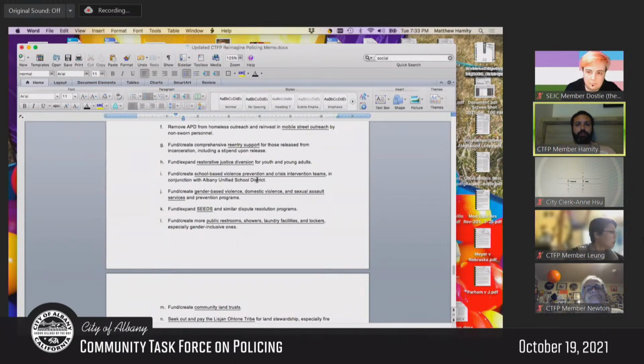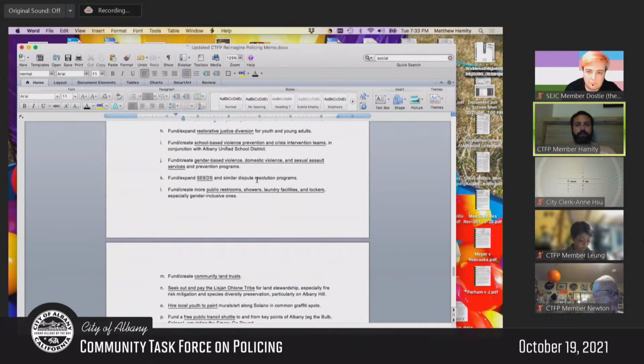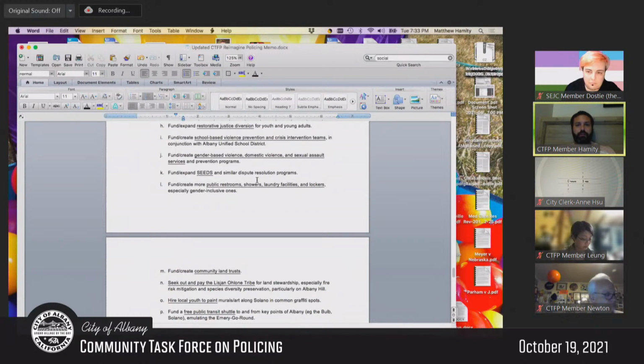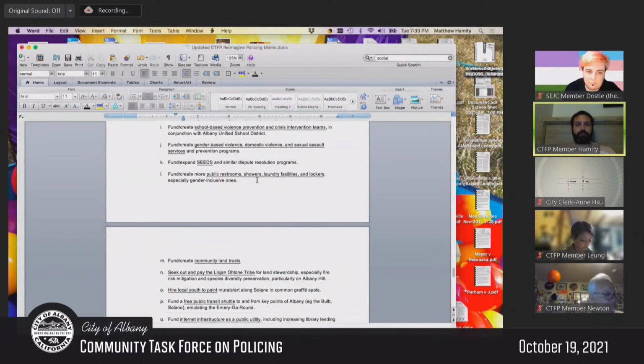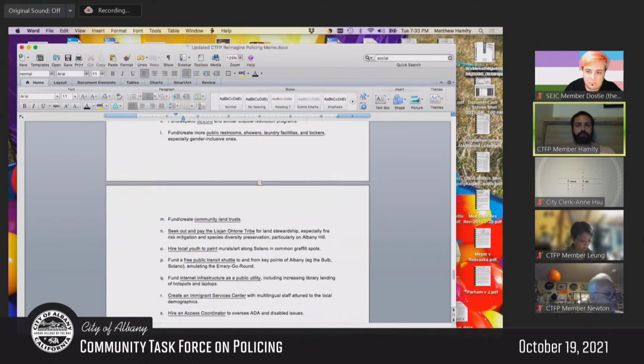Fund re-entry support for those released from incarceration, including a stipend upon release. Fund and expand restorative justice diversion for youth and young adults. Fund school-based violence prevention and crisis intervention teams in conjunction with the school district. Fund and create gender-based violence, domestic violence, and sexual assault services and prevention programs. Fund SEEDS and similar dispute resolution programs. Fund and create more public restrooms, showers, laundry facilities, and lockers, especially gender inclusive ones.